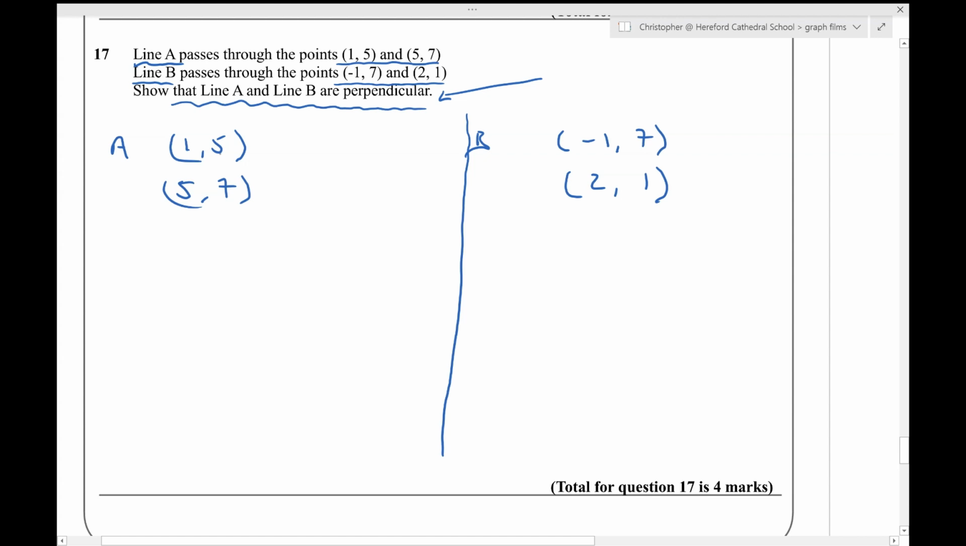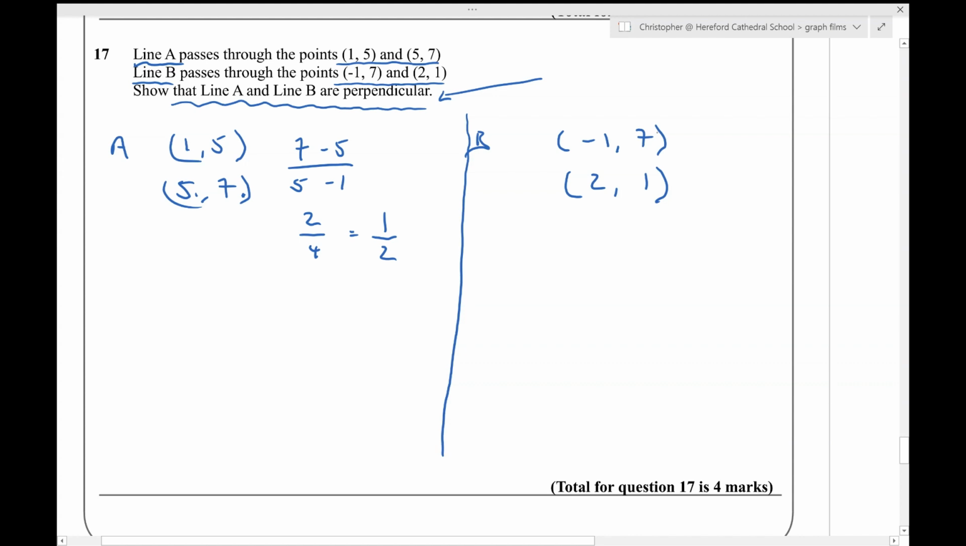So A, now I've got to do the difference in the y-coordinates divided by the difference in the x-coordinates. I'm going to do the bottom point take away the top. So 7 minus 5 over the bottom take away the top. Remember, 5 minus 1. That gives me 2 over 4. A has a gradient of a half.